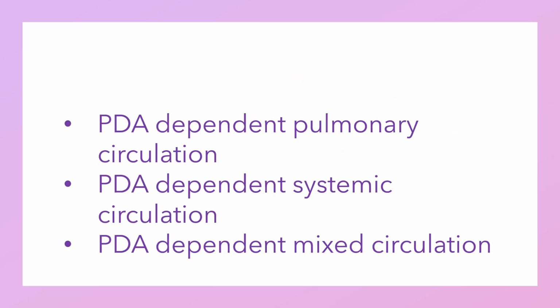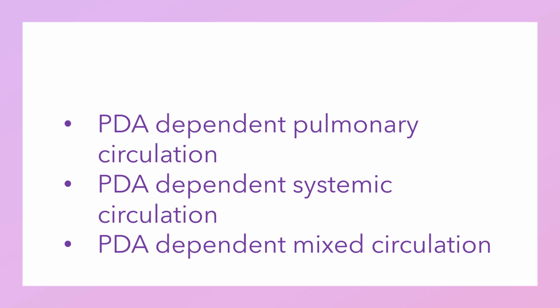The second group of conditions with severe restriction of systemic blood flow includes severe aortic stenosis, coarctation of aorta, interrupted aortic arch, and hypoplastic left heart syndrome. Postnatal constriction of PDA can cause systemic hypoperfusion, shock, metabolic acidosis, and death.